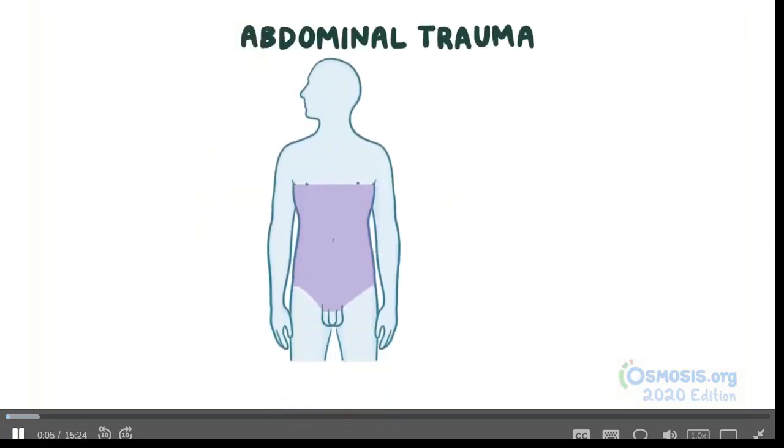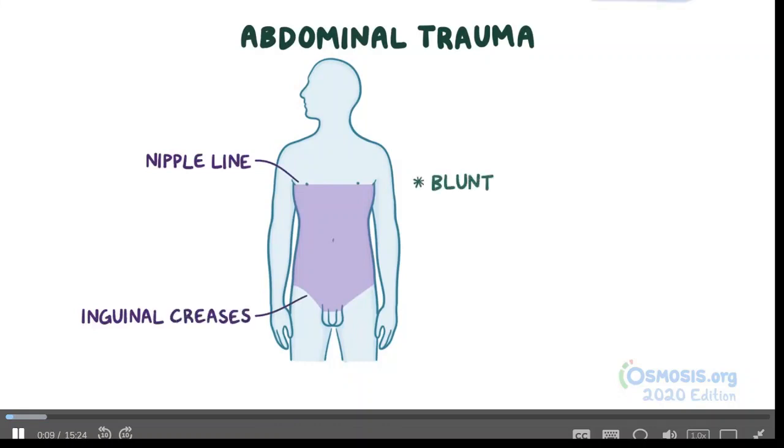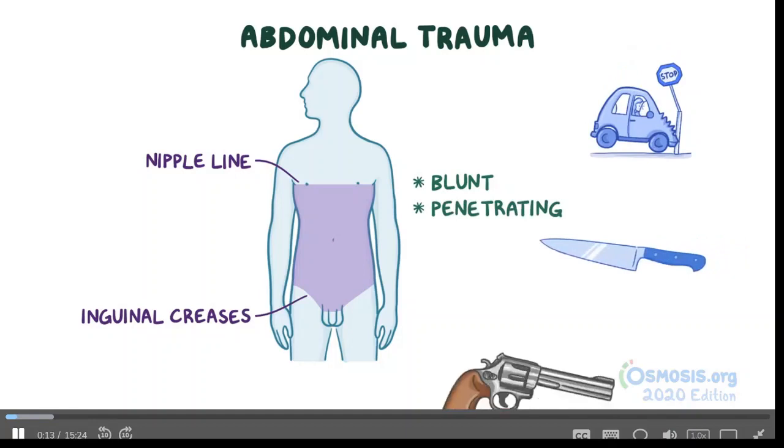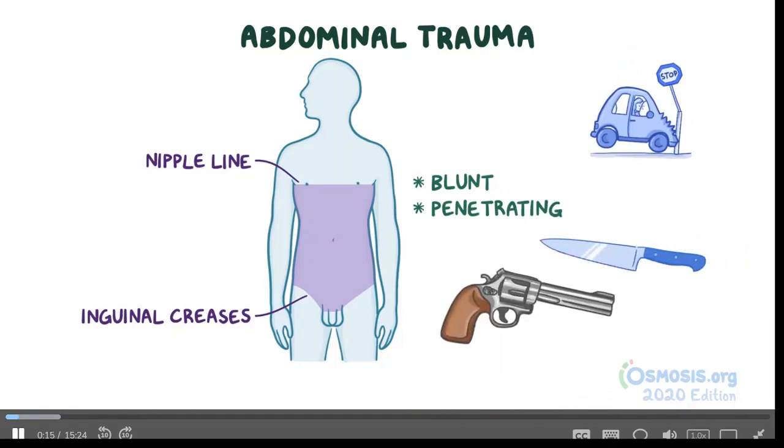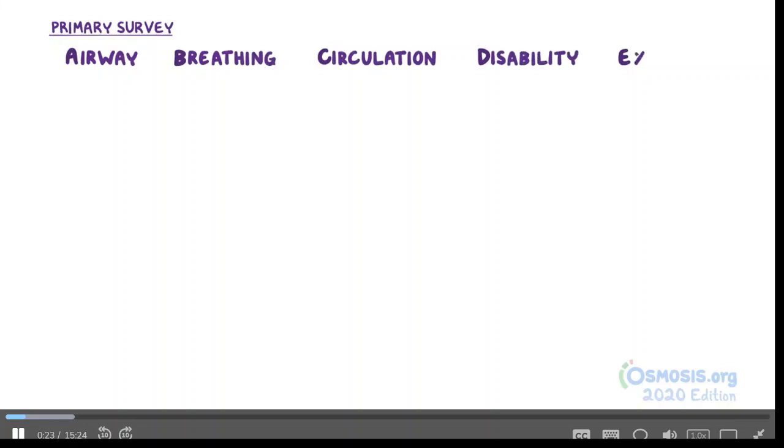Abdominal trauma is defined as injury anywhere between the nipple line and inguinal creases and can be blunt, like from motor vehicle accidents, or penetrating, like from stab wounds or gunshot wounds. As with any trauma, evaluation begins with the primary survey, which includes the ABCDEs: airway, breathing, circulation, disability, and exposure. The main goal of the primary survey is to assess and treat for immediately life-threatening injuries.